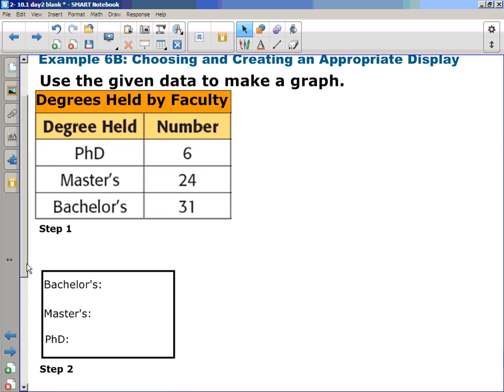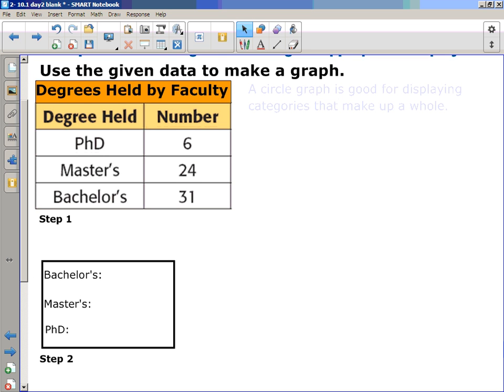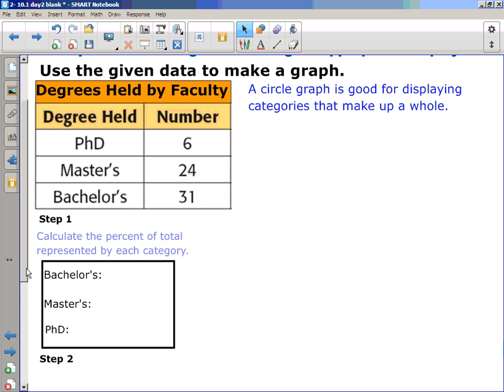This next one, we're going to use a graph that's good for looking at the whole when all information is given, and in this case it's a circle graph, and it's fairly involved, so I'm going to ask you to pay attention and hit pause when you need to. Our first step will be to calculate the percent of total represented by each category.